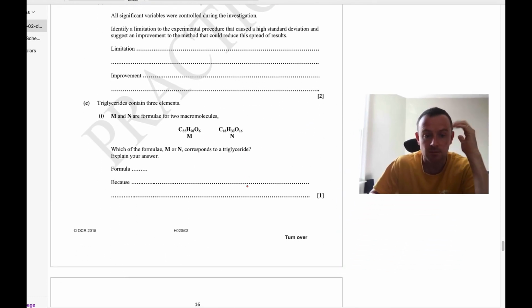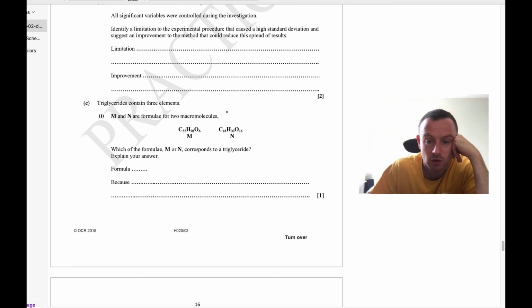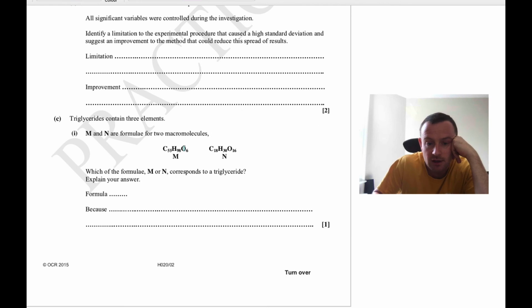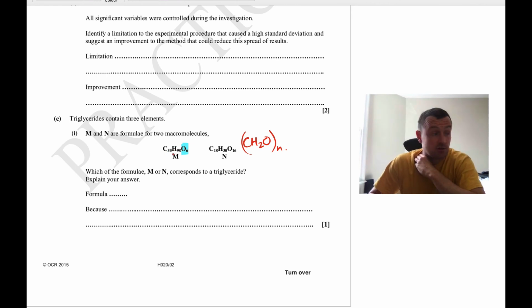Triglycerides contain 3 elements. M and N are formulae for 2 macromolecules. Which looks like a triglyceride? Well, there is a short way of doing this actually, and it's just to look at this. Oxygen 6, that means it's a triglyceride. And actually the ratio of the oxygen to the carbon and hydrogen is way less. If you look here, this ratio is very close to CH2O to the n, which means that it's a carbohydrate, and this one is a triglyceride. Whereas this one is a fatty acid.